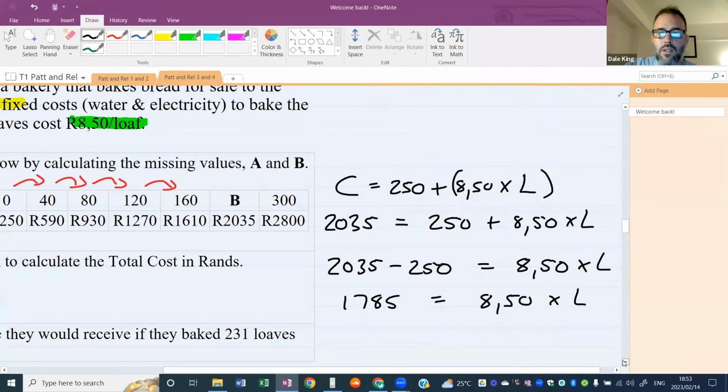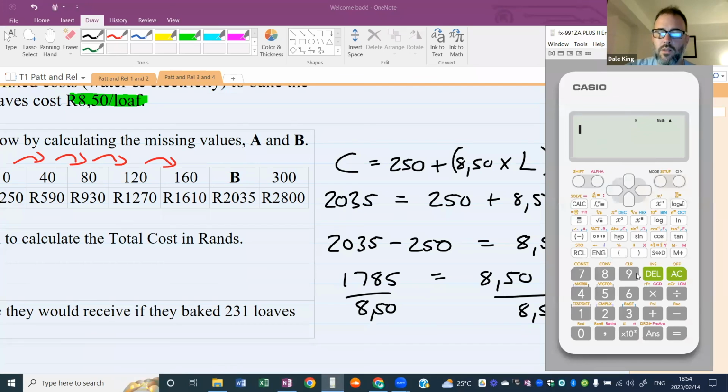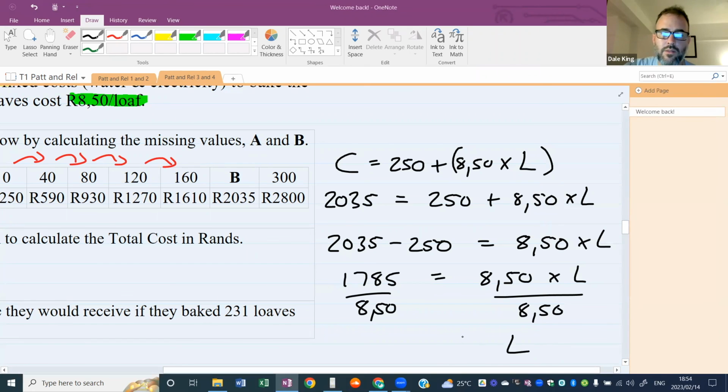So what I need to do now, like I did previously, is divide both sides by 8 Rand 50, 850, and let's see what we get. So 1785 divided by 850, 210. Very good.